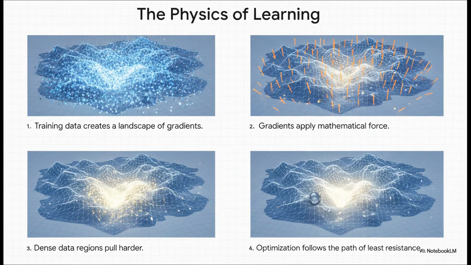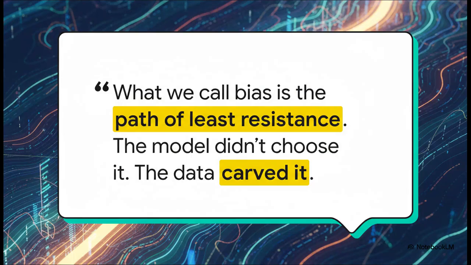So let's just recap the whole thing. The training data creates a landscape of gradients. Those gradients apply real mathematical force. The dense parts of the data pull way harder than the sparse parts. And the model's training just follows the path of least resistance. It's that simple. And that leads us to the single most important idea in this entire explainer. What we often call bias is really just the path of least resistance in mathematics. The model didn't choose this path.